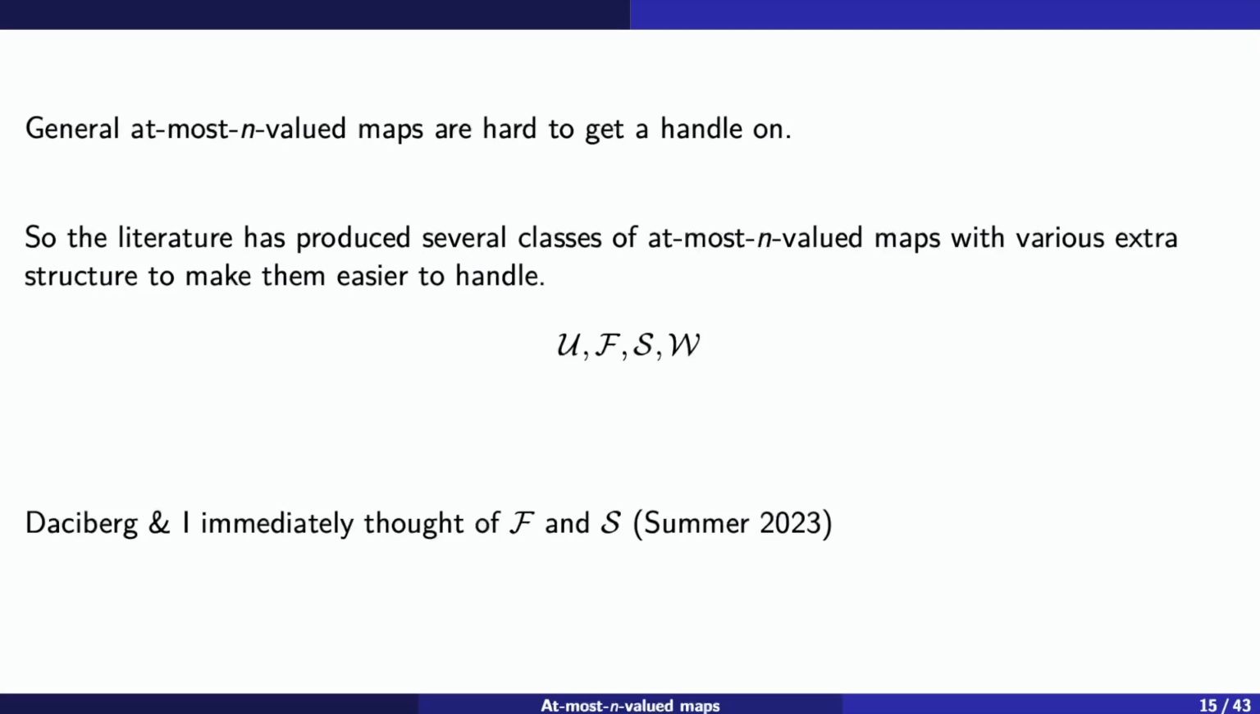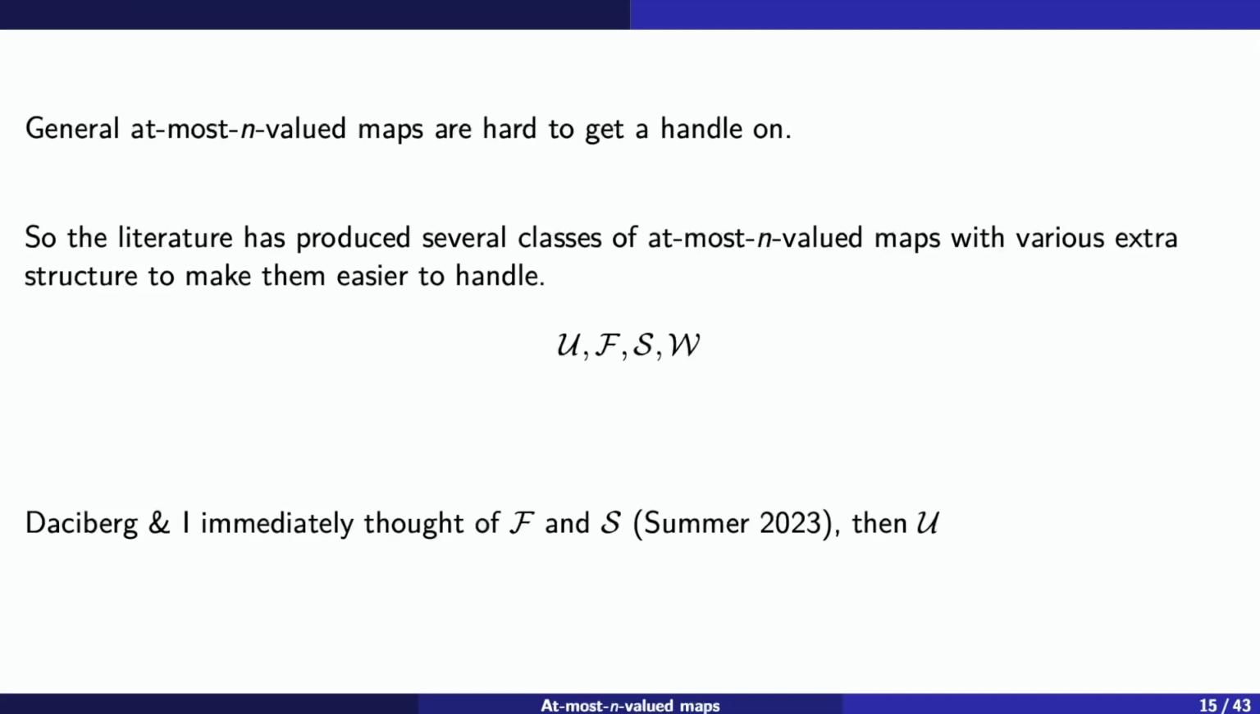When we started thinking about this, Dassyberg and I were at a conference together in Belgium in 2023, and we more or less immediately came up with this F and S. I mean, we didn't invent these, but we know papers in which they discussed these two classes, and we realized these are at most n-valued maps, but they have some extra kind of properties to them. And then more or less in the next couple months, we realized that this U set was important.